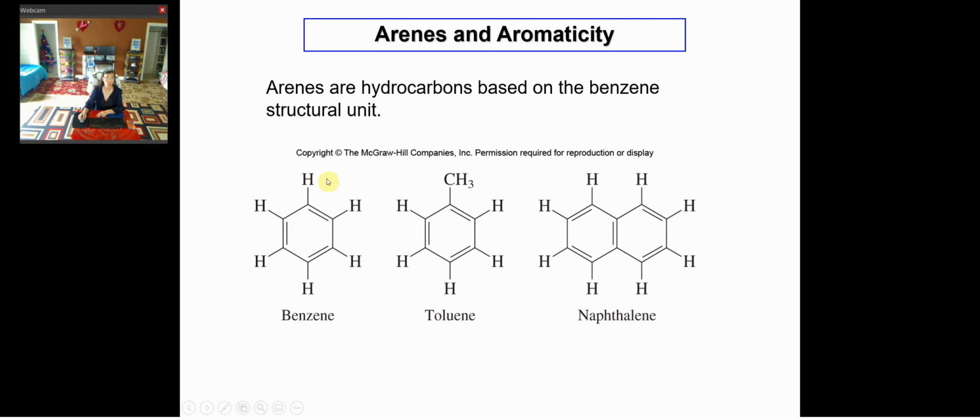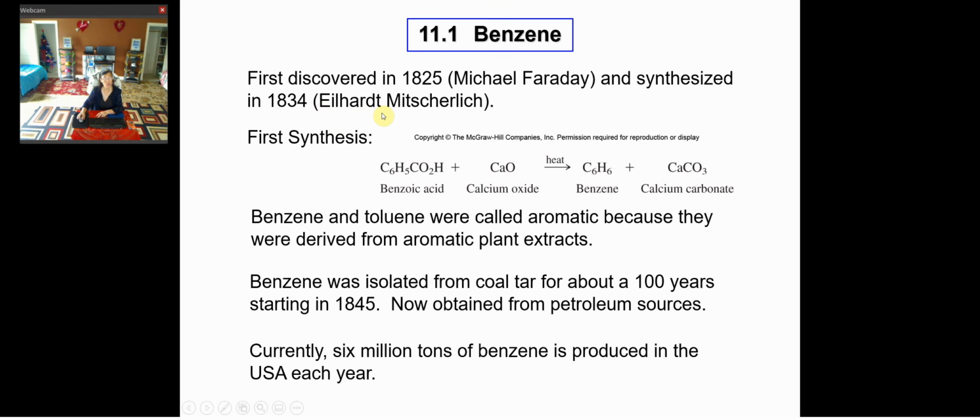So in this molecule you have carbon 1, 2, 3, 4, 5, 6, with 6 hydrogens. This molecule is called benzene. If one of the hydrogens is replaced by CH3 methyl, you call it toluene. The third molecule, if you have two benzenes that share two carbons, is called naphthalene.